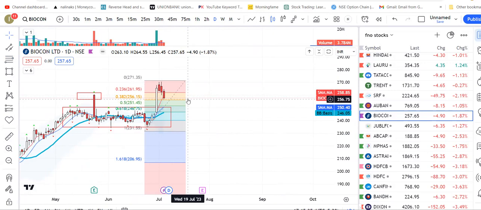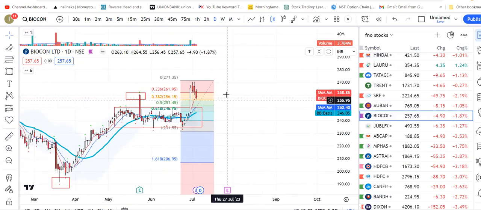0.38 correction, already today it has given around 256.45. So you can wait for the reversal. Like this, you can identify the ranges in the stocks, and you can trade for it.